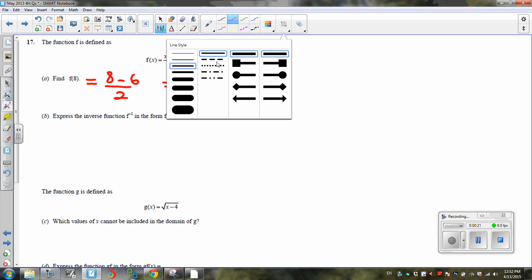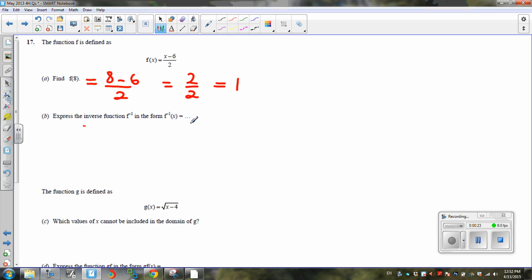Okay, to find the inverse function, what we need to do is write the function, first of all, as y equals (x minus 6) over 2. And our job now is to rearrange this to make x the subject. Well, the first thing I'm going to do is multiply by 2. So if I multiply both sides by 2, the left-hand side becomes 2y. The right-hand side is now x minus 6.